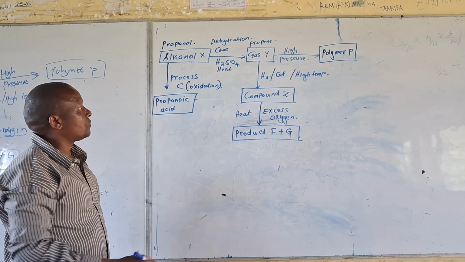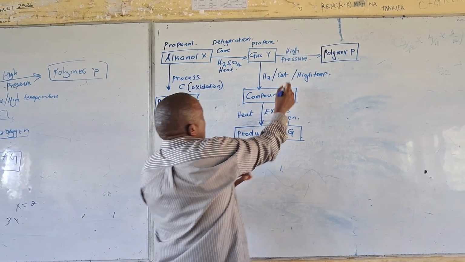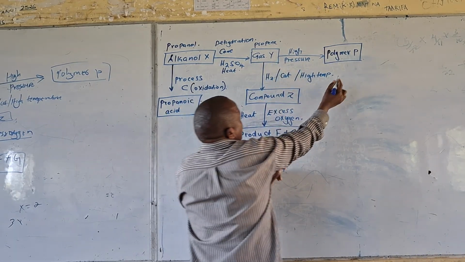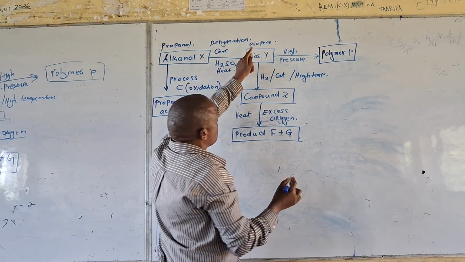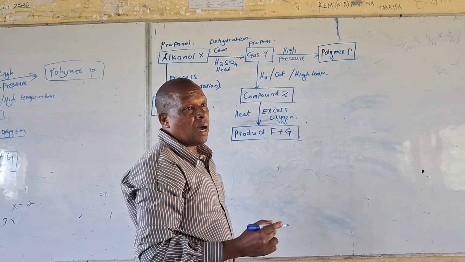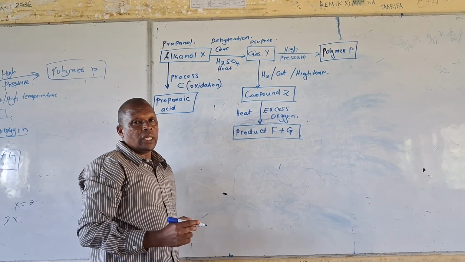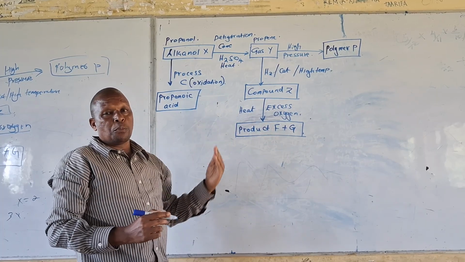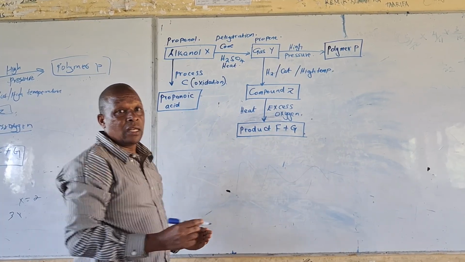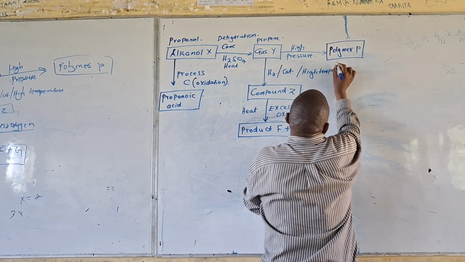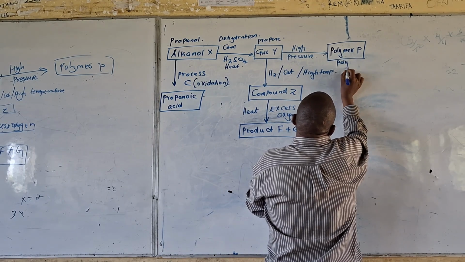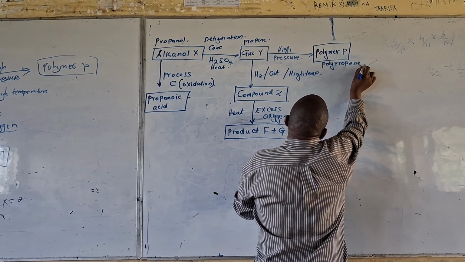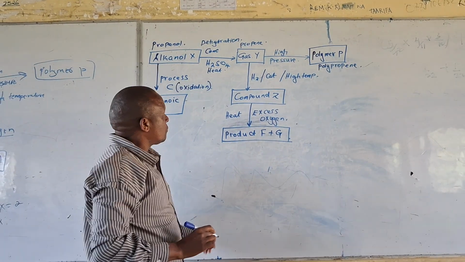Are we together? Yes. Now, the next process, when you see high pressure, and this is an alkene, and this is polymer P. If this is propene, then the name of the polymer will start with poly, and then write the name of the monomer. The monomer is propene. So the polymer will be polypropene. That is the polymer.